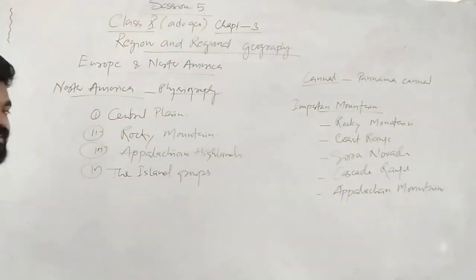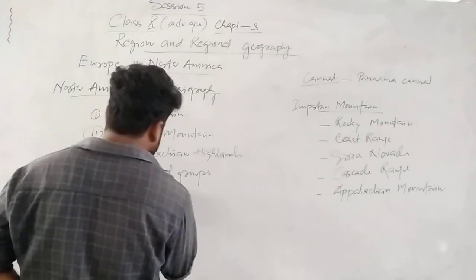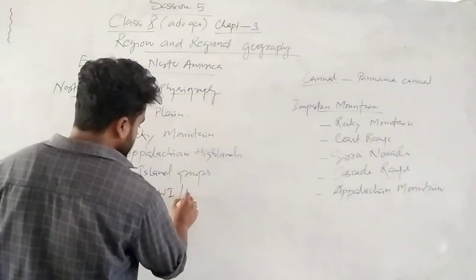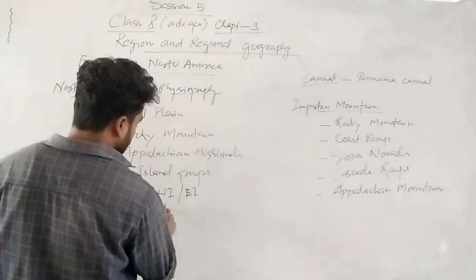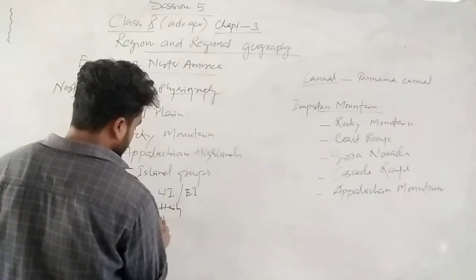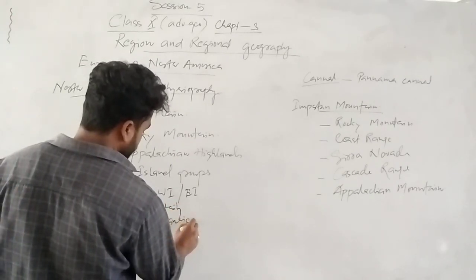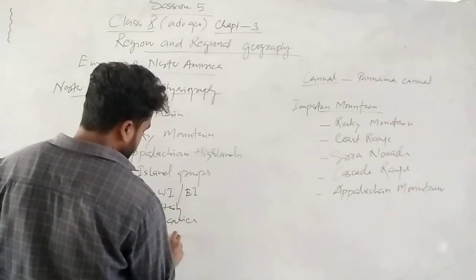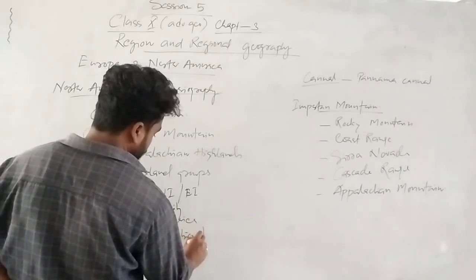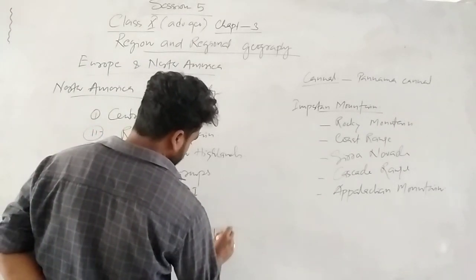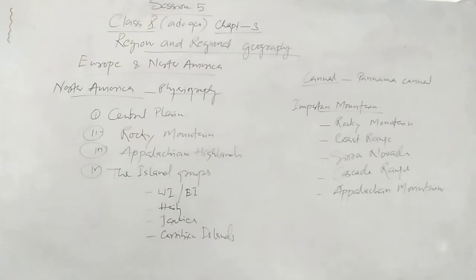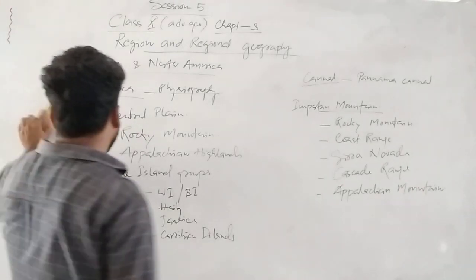Island groups. What island groups will come? The West Indies will come, Haiti, Jamaica, and other Caribbean islands. These will come under the island groups in North America.